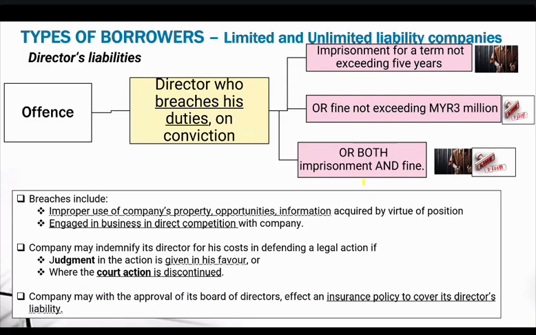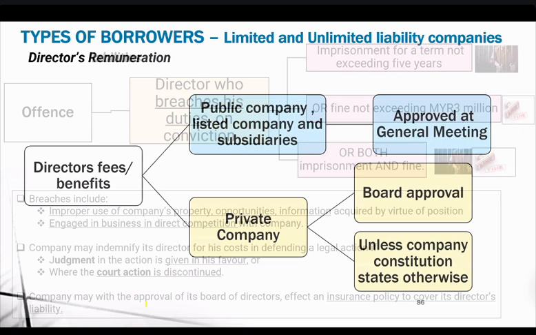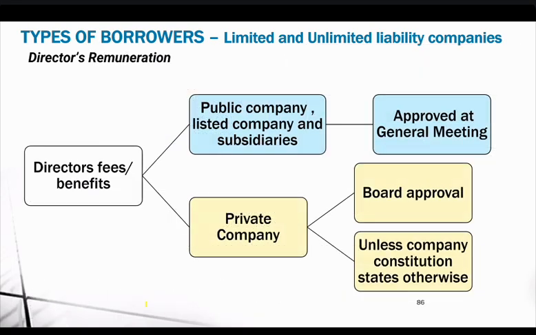And these are the breaches. The breaches include improper use of company property, opportunities, information. The company may indemnify its director for legal action and judgment in its favor, or where court action is discontinued. The company may, with approval of the board of directors, have an insurance policy to cover directors' liabilities. Even for remuneration, that means their fees and benefits, they have to get approval. In public, it's an AGM. In private, it's board approval, unless the company constitution states otherwise.